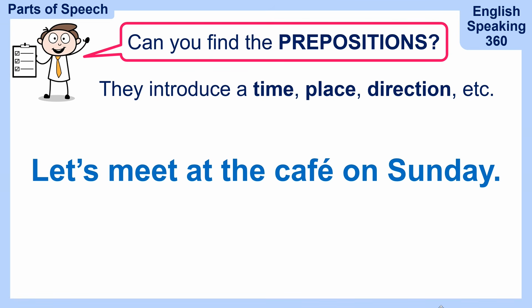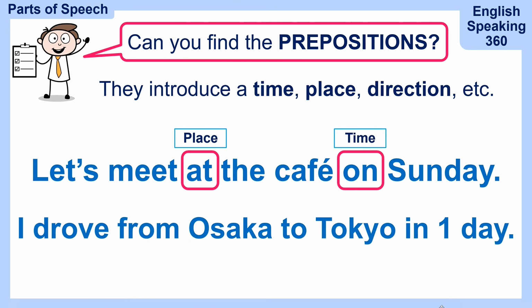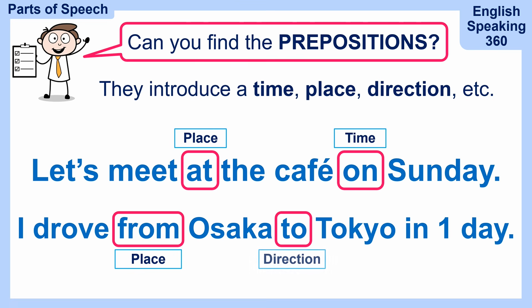Here's your sentence. Let's meet at the cafe on Sunday. This should be super easy. Let's meet where? At the cafe. So that is your preposition of place. When are we going to meet? On Sunday. That's a preposition of time. I drove from Osaka to Tokyo in one day. I drove from Osaka, so that was the origin, to Tokyo, direction, and finally in one day, that is a time preposition.